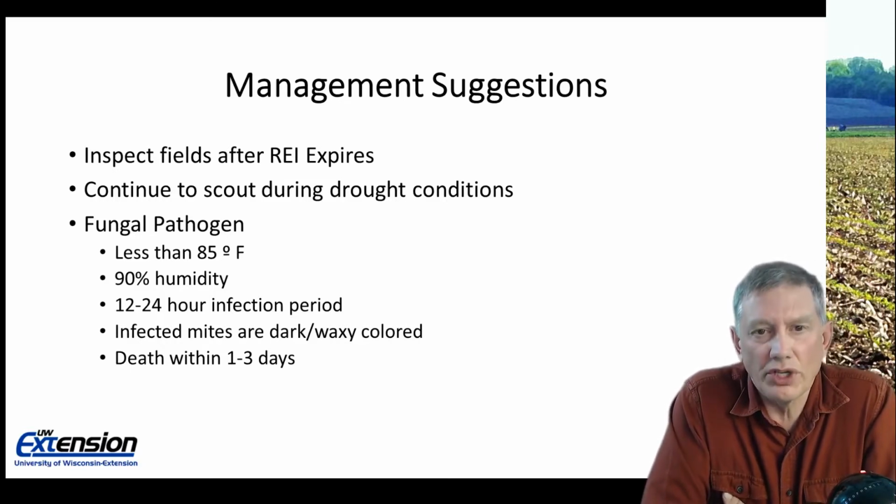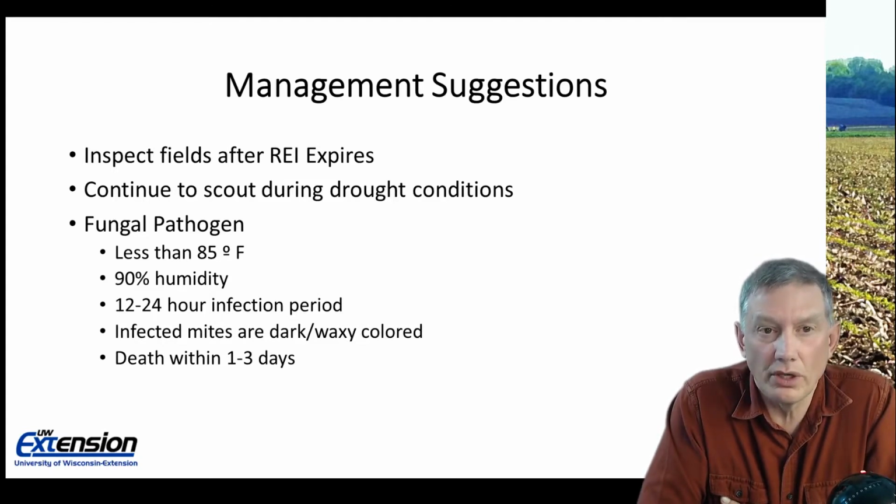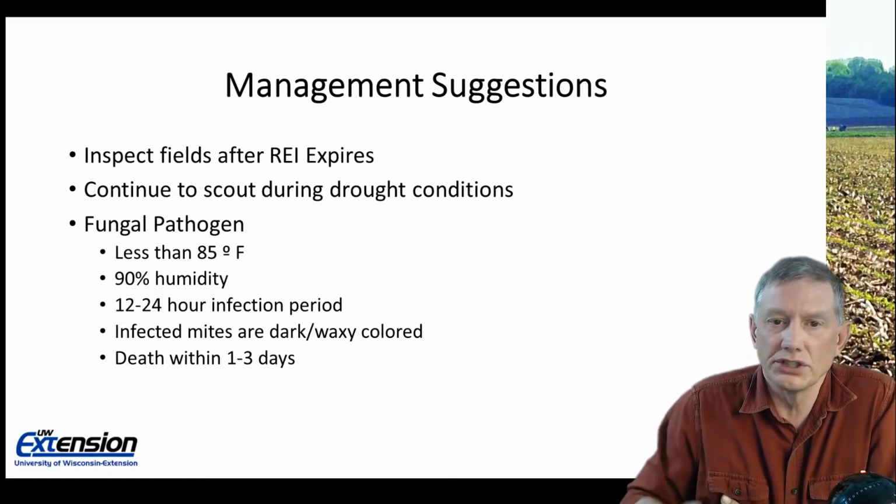And the purpose of pointing that out is, as you're scouting, if you get a treatable population, but you're starting to see a fair number of mites with the fungal pathogen, then I may consider not spraying. Certainly coming back to that field within a few days, especially if drought conditions continue, just to recheck to see what might be happening.